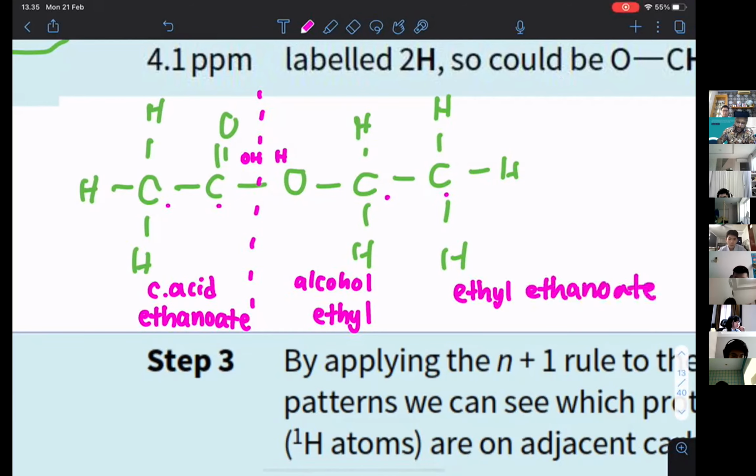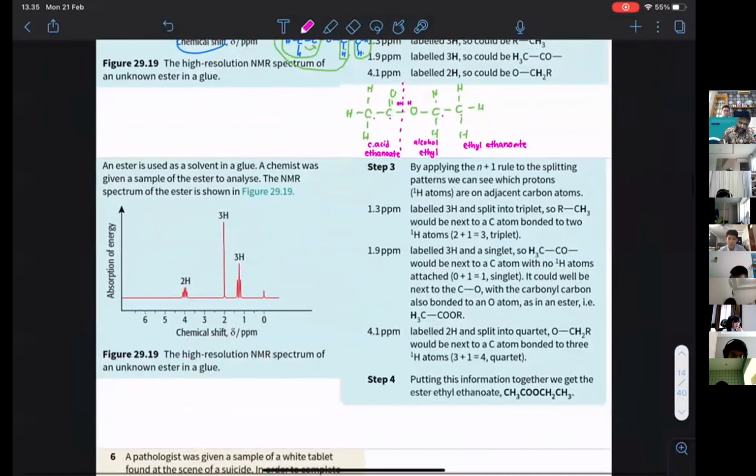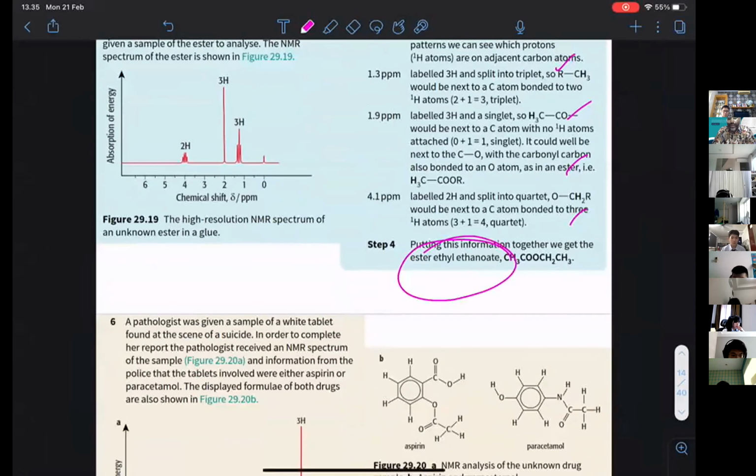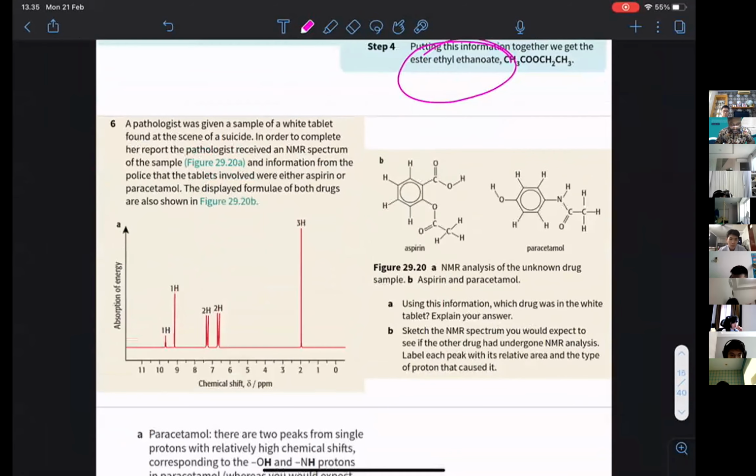Okay, I hope you remember this. By looking at the rules and so on, you can come to that. You found out this is going to be the ester, ethyl ethanoate. Now, maybe some of you are still confused. Let's try more questions.